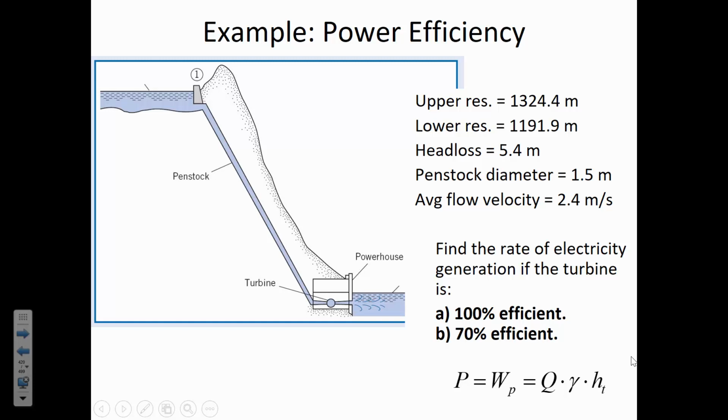We have the pipe velocity and the pipe area. So let's calculate Q. It's going to be A times V. So that's 1.7671 meters squared times 2.4 meters per second. So that flow rate is 4.24 cubic meters per second.